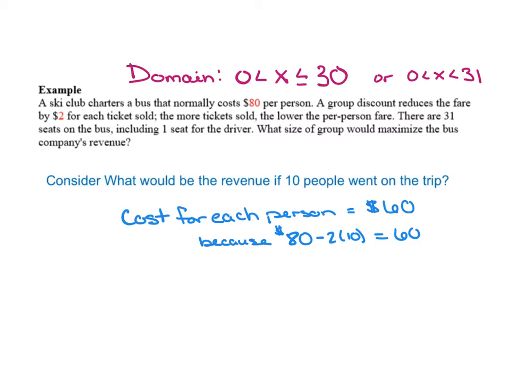To calculate the revenue, we would want to take the cost per person and multiply it by the number of people going on the trip. So the revenue for 10 people going on the trip would be 10 times the $60 per person. And 10 times 60 is going to give us $600 in revenue.